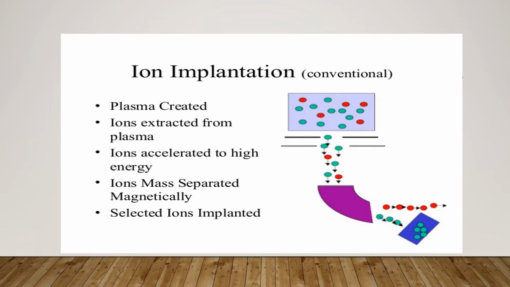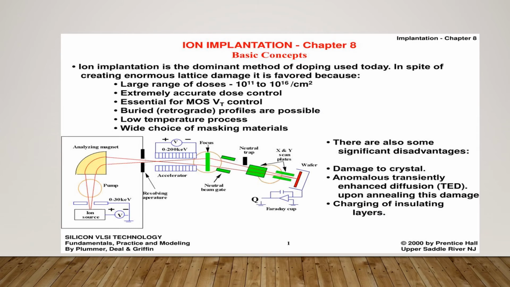Now, what is the conventional ion implantation method? Here you can see that plasma is created. Ions are extracted from the plasma. Then the ions are accelerated to high energy. Then they pass through this mass separator. This mass separator separates the ions magnetically. Then the selected ions are implanted on the substrate and the others are let go. This is the conventional method of ion implantation.